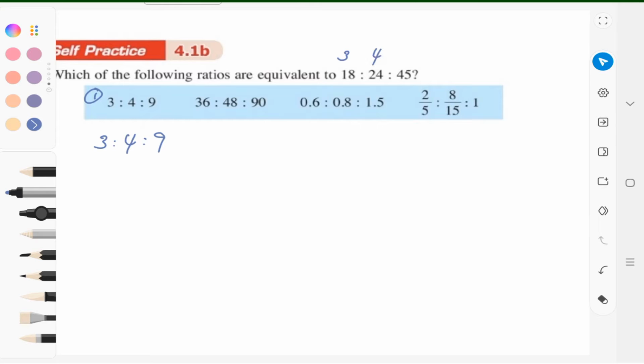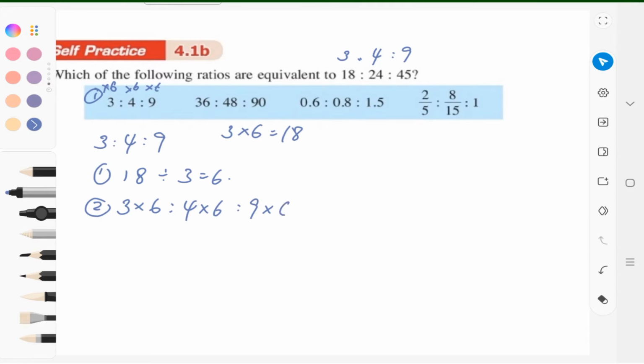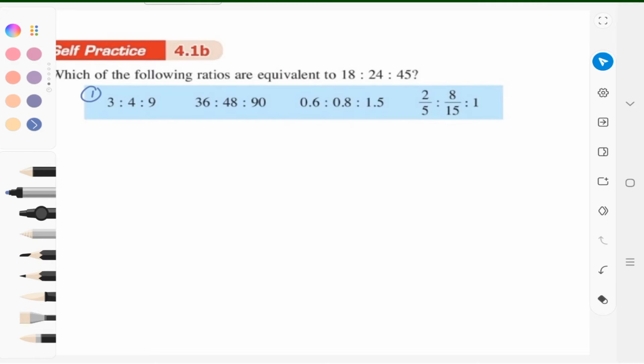Assume 3 equals 18, 4 equals 24, and 9 equals 45. The first thing we do is take 18 divided by 3 equals 6, which means 3 must be multiplied by 6 to get 18. If 3 needs to be multiplied by 6, then the others also need to do the same thing. So we multiply 3 to 4 to 9 by 6, and you'll get 18 to 24 to 54. So the answer is no, because 18 to 24 to 54 is not equal to 45. So the first ratio is not equal.